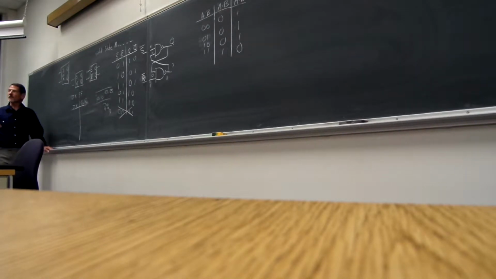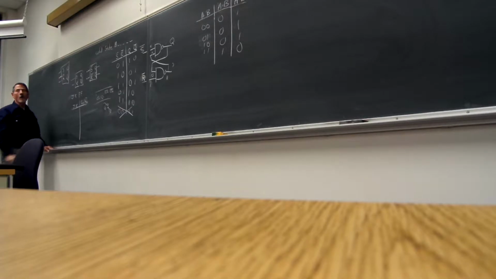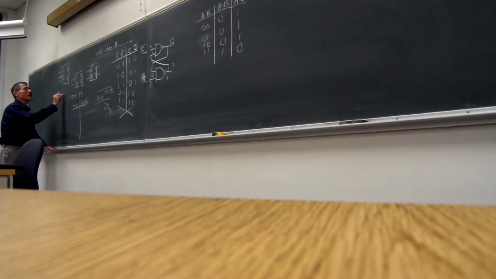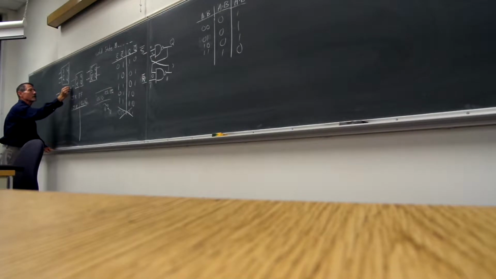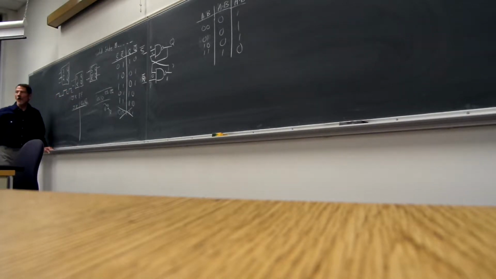So the JK flip-flop can only change state on something on our clock. So let's go with a clock like this. And I'm going to say that it can only change states on the falling edge.